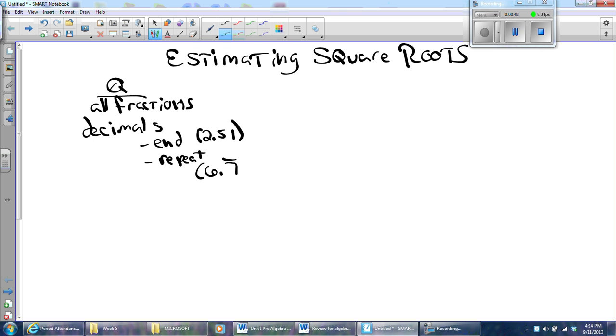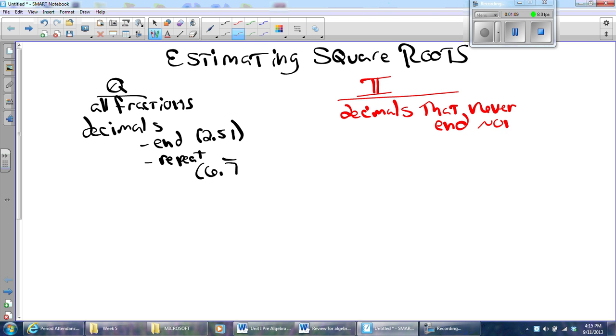Okay, and then there are these things called the irrational numbers, and actually there are way more irrationals than there are rational numbers. You don't think so because your experience has been with rational numbers, even though you weren't calling it that. These are the decimals that never end nor repeat. They don't end, they don't repeat. So what we're going to do is learn how to estimate those square roots, those irrational numbers, using a rational number. We'll use a decimal to about the nearest tenth. Sometimes you can get a little more accurate.